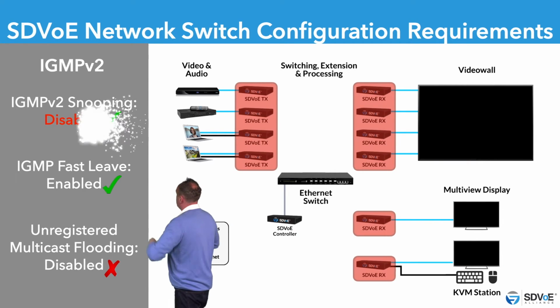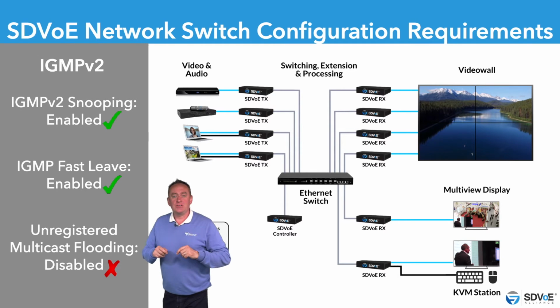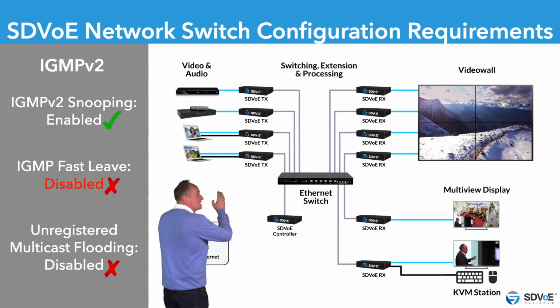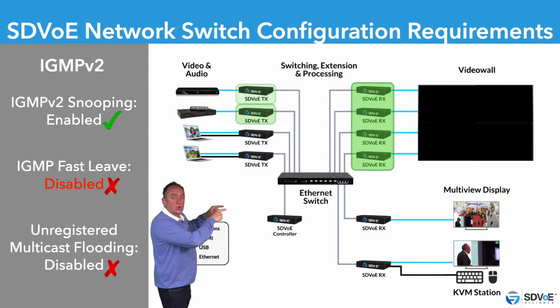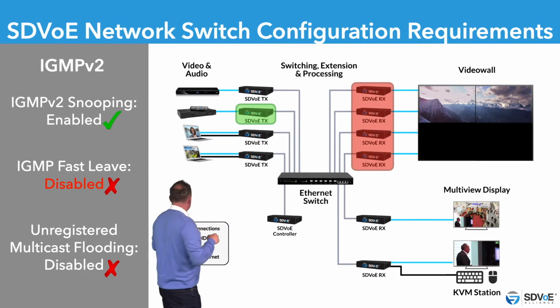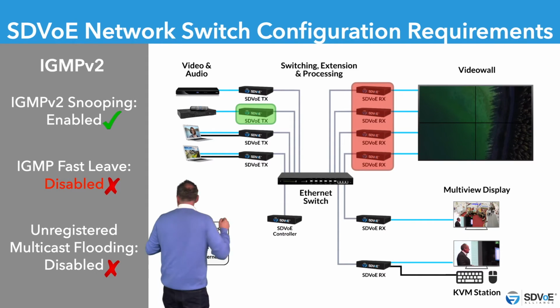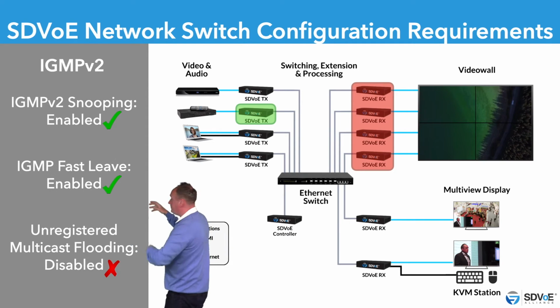Okay, let's re-enable IGMP snooping. And let's see what happens if you've not enabled fast leave. This would make switching a receiver from source to source really slow and possibly include messy artifacts. So let's re-enable IGMP fast leave.